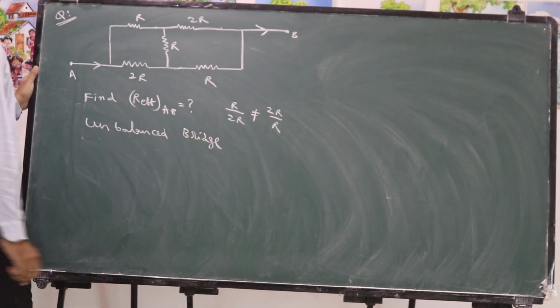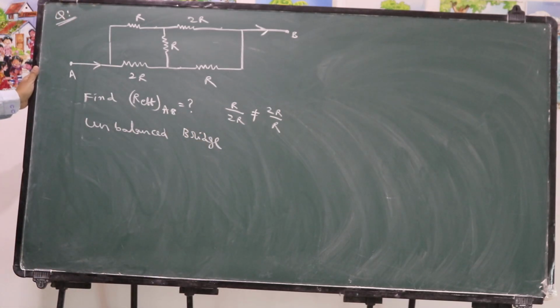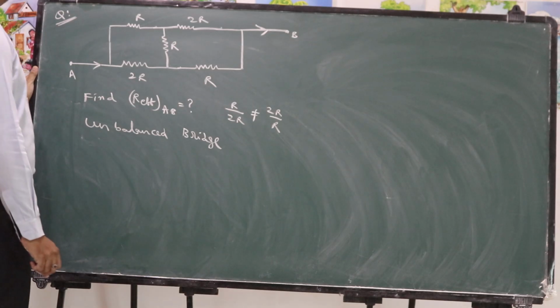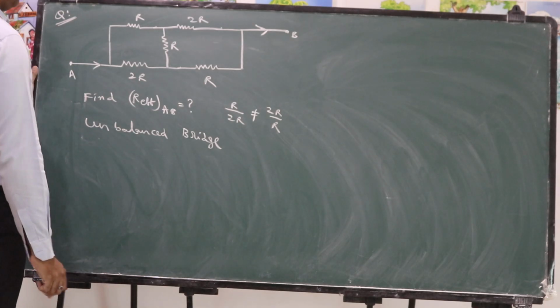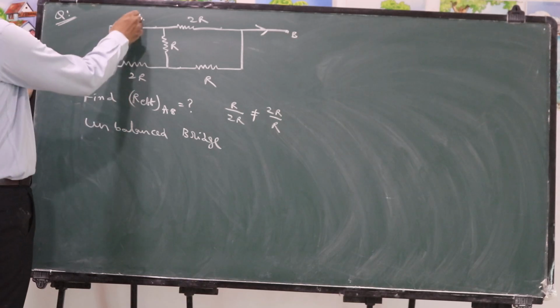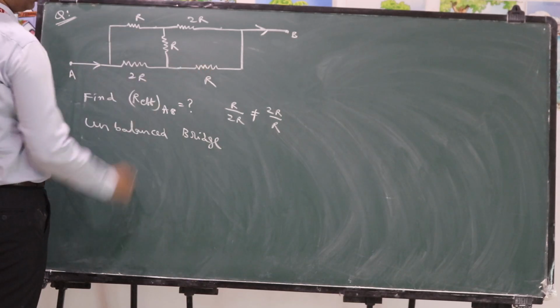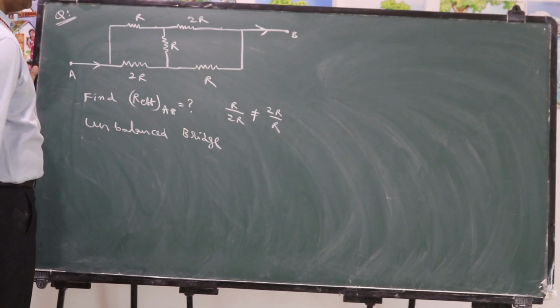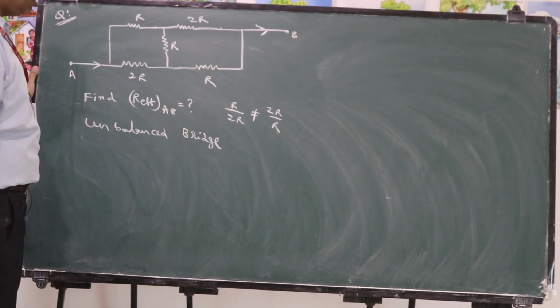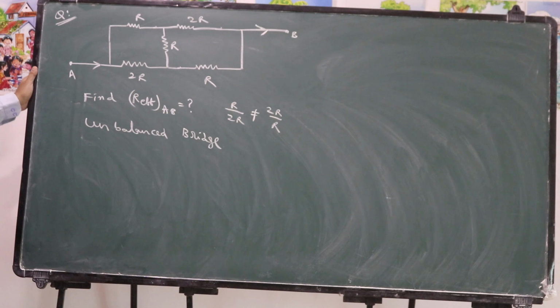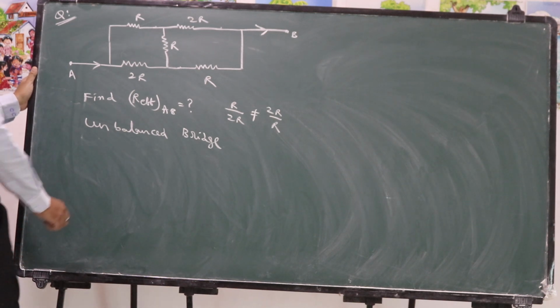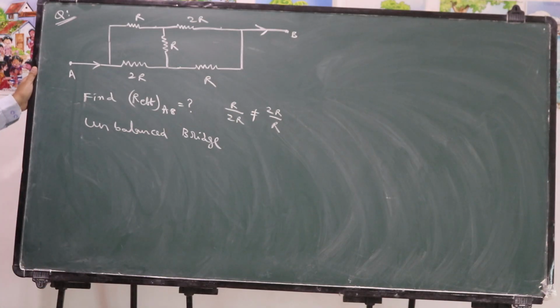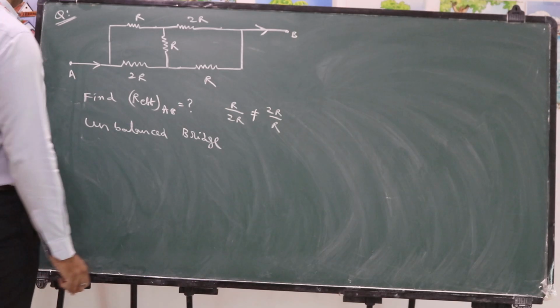So to solve this problem, we follow some method of symmetry. Here resistances are similar. Here R is the resistance, here also R is the resistance. Here 2R is the resistance, here also 2R is the resistance. There is some similarity in the circuit. By observing the similarity of resistors and by the division of current, we will calculate the effective resistance.